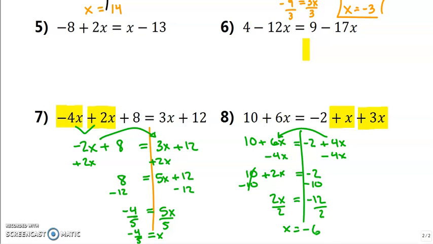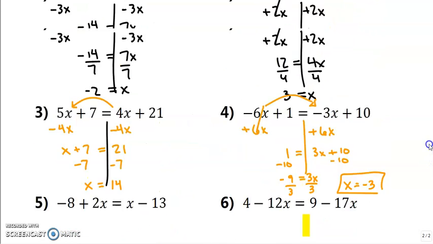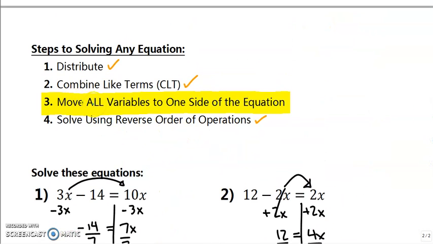So if you have any questions, you can message me in Canvas. But this is how we're going to solve equations with variables on both sides of the equal sign. The key is we have to do the opposite to move the value of the variable to the other side of the equal.